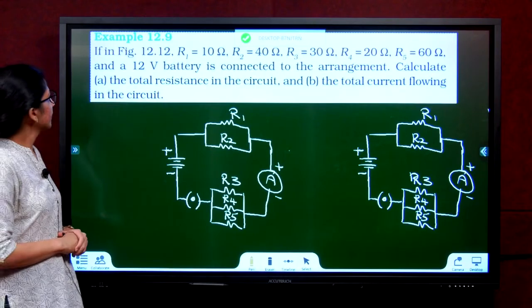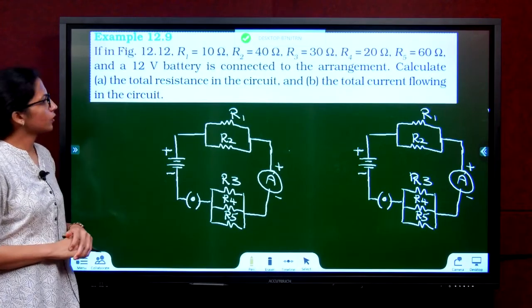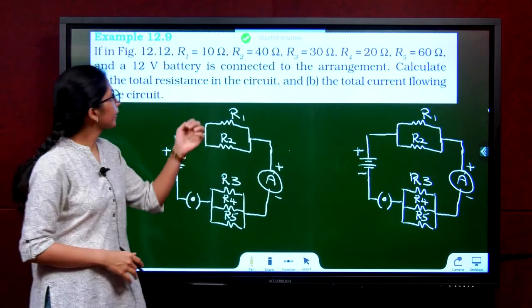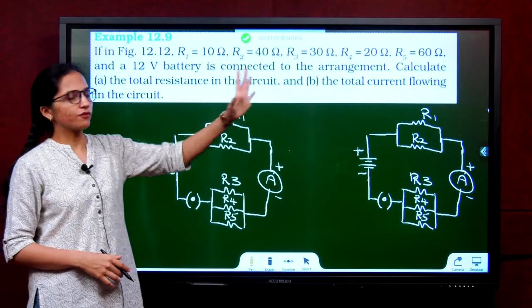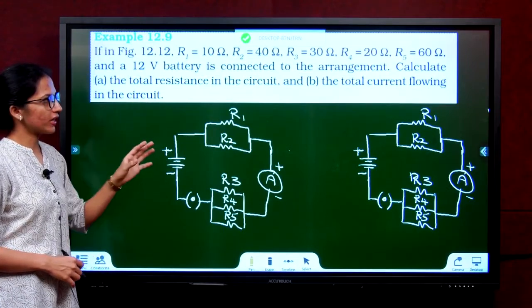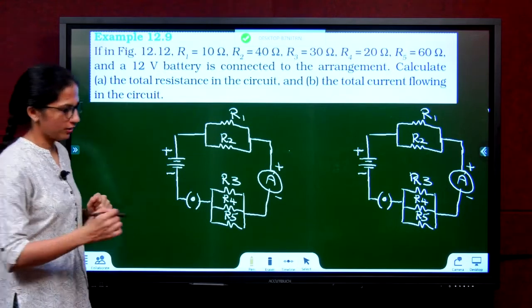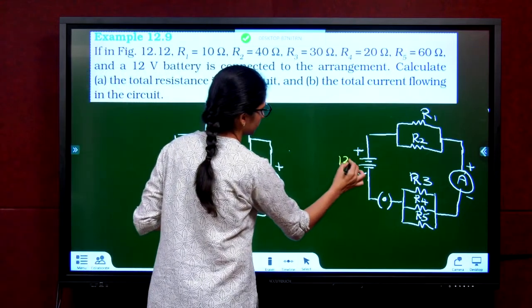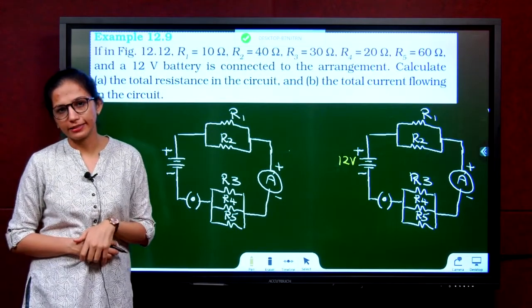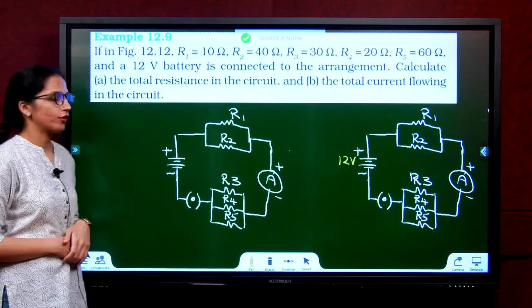Example 12.9. In figure 12.12, I have copied the figure here because I want to explain. R1, R2, R3, R4, R5 have been given some values, and a 12 volt battery is connected to the arrangement. Calculate the total resistance of the circuit and the total current flowing through the circuit.